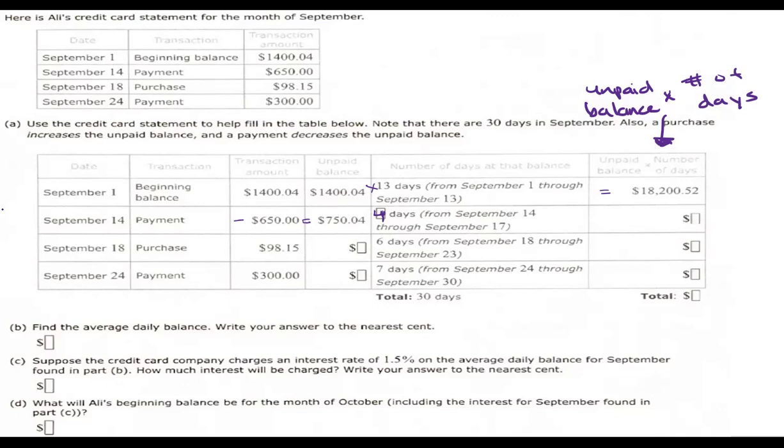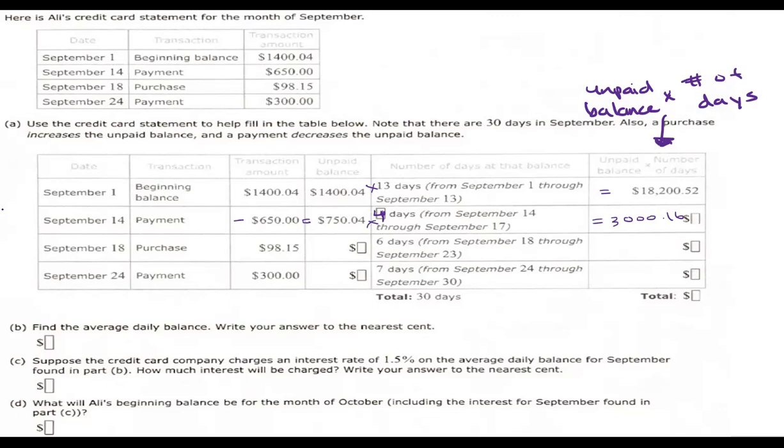Then we just multiply those two numbers, the 750.04 times 4, and we get $3,000.16. All right, then we go through the same process again.